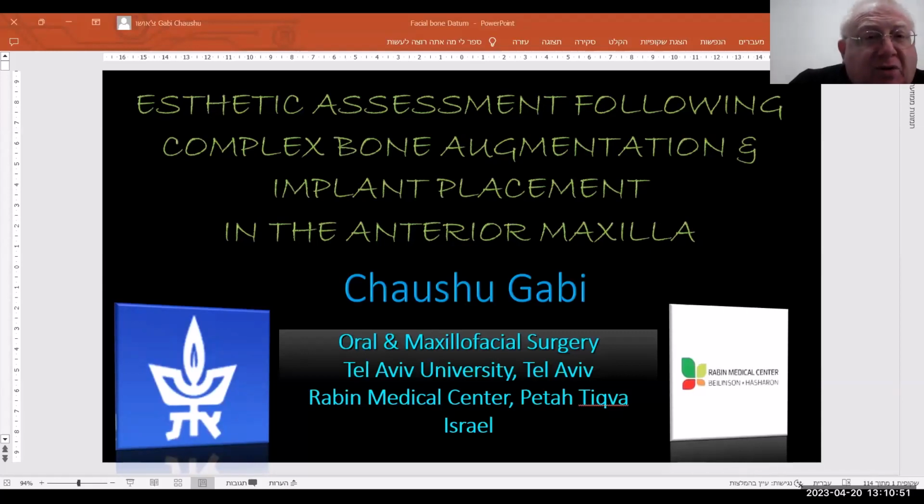This evening, I'm going to try and share with you a bit of our knowledge regarding aesthetics following bone augmentation in complex cases in the anterior maxilla. So if we're trying to look at the final aesthetic result in implant dentistry, it will be dictated by several variables. It will be dictated by surgical variables, prosthetic variables, and of course, by soft tissue support. The main essence of this presentation is soft tissue support and how we can contribute to improve it.